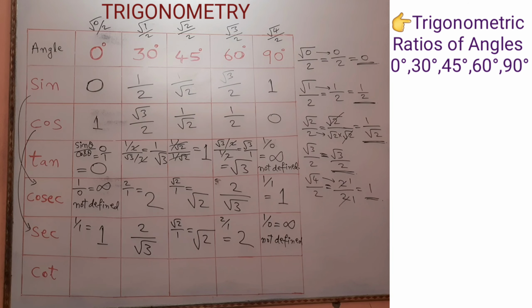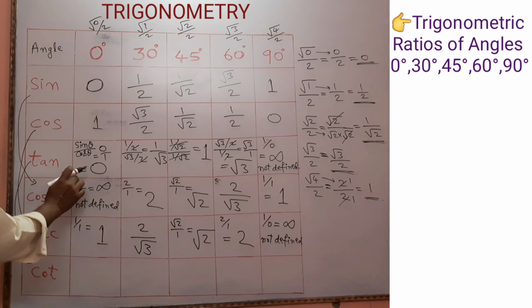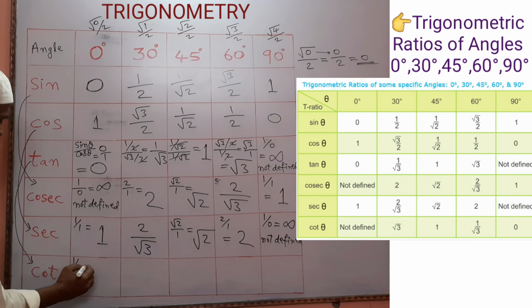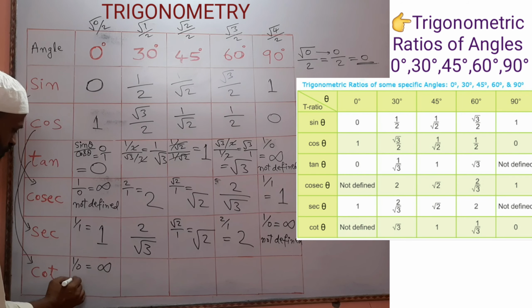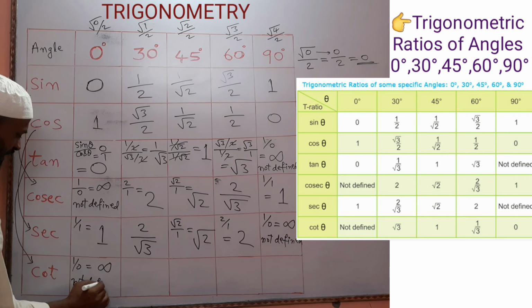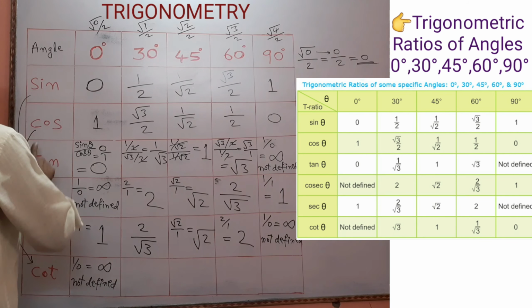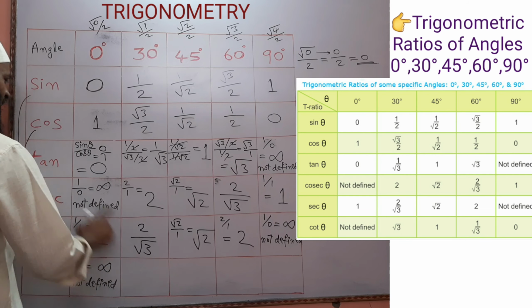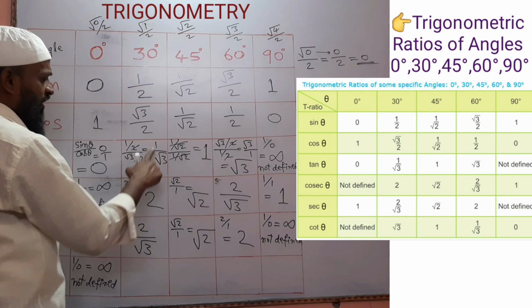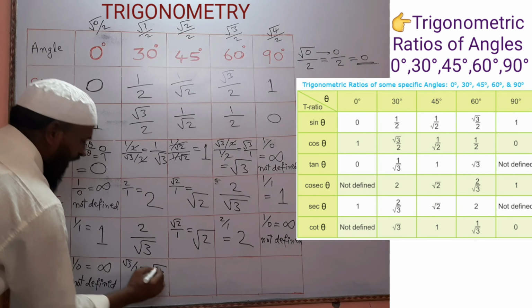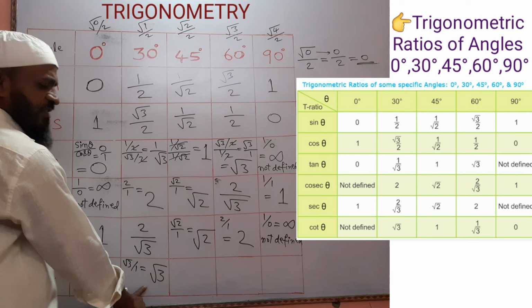Yes. Next what? Cotangent. Cotangent is the reciprocal of tangent. So tan 0 is what? 0. Reciprocal of 0 is 1 by 0. 1 by 0 is not defined. So the answer is cot 0 is not defined. So next, for tan 30, cot 30, take the reciprocal of tan 30. Tan 30 is what? 1 by root 3. Reciprocal of 1 by root 3 is root 3 by 1, nothing but square root 3. Yes. So cot 30 is square root 3.